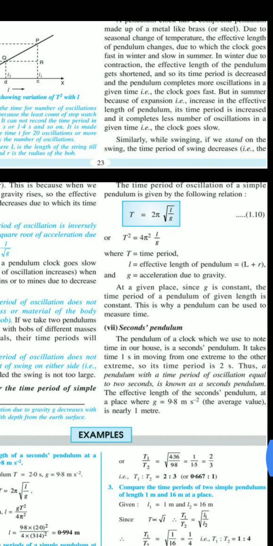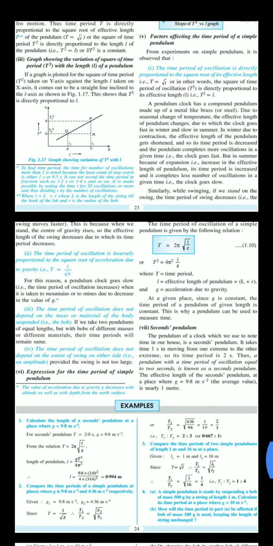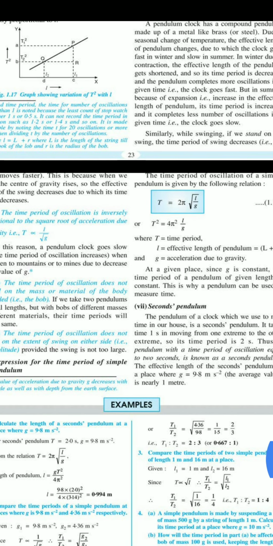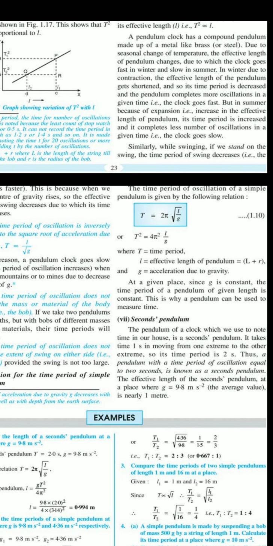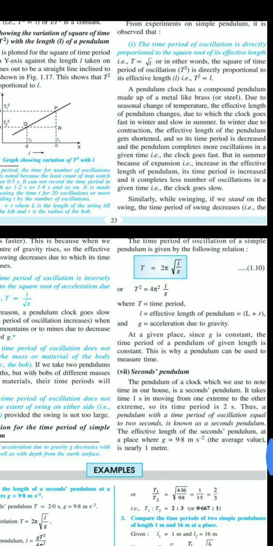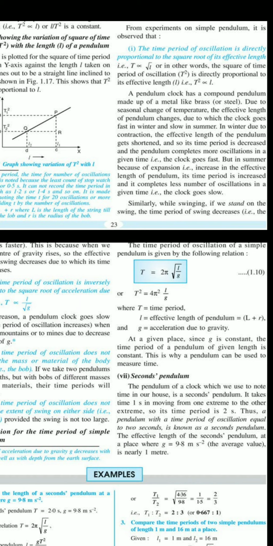Then there is the seconds pendulum. A pendulum whose time period is 2 seconds is called the seconds pendulum. Normally a seconds pendulum is almost 1 meter in length. So I'm pausing this video here and will be sending another one explaining the slope and this formula 1.10, how we get it.